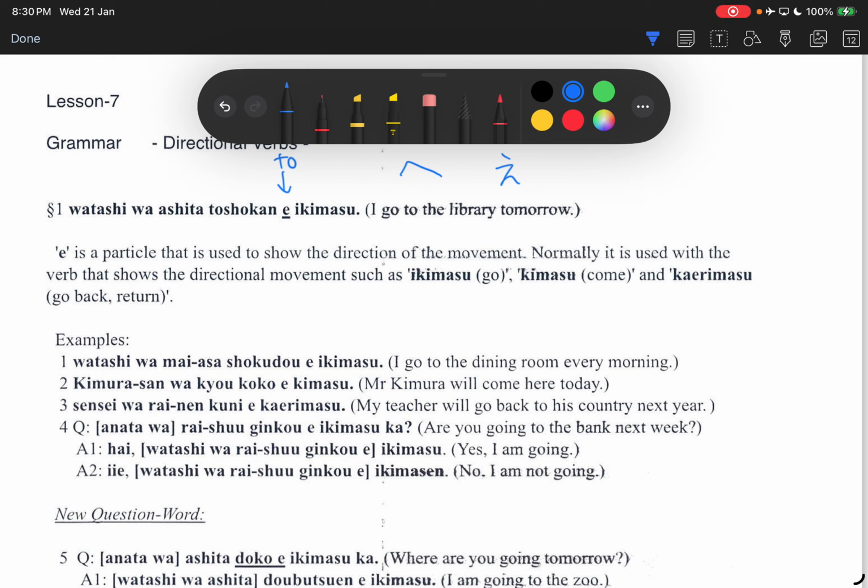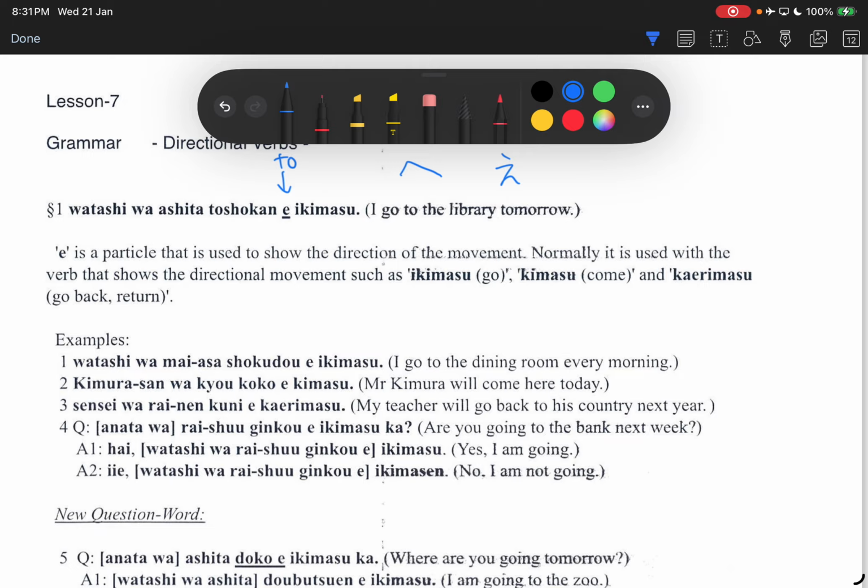Let's look at example 1. 私は毎朝食堂へ行きます. So 毎朝, every morning, right? 食堂, dining hall or dining room or cafeteria, basically the place to eat. So 食堂へ行きます. So I go to the 食堂 every morning. Number 2. 木村さんは今日ここへ来ます. ここへ来ます, so come towards here. Come to here, basically.